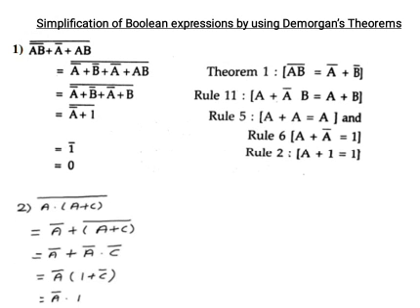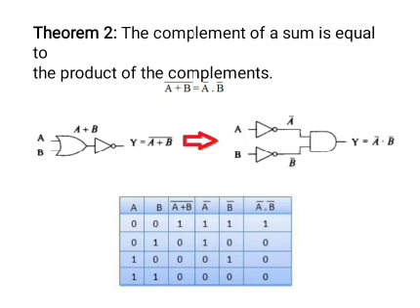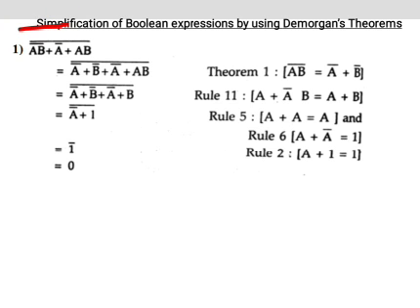Next, for example, simplification of Boolean expression by using De Morgan's theorem. For example first, (AB)' plus A' plus (AB)' equals A' plus B' plus A' plus (AB)'. Here (AB)' equals A' plus B'. So, (AB)' is equal to A' plus B'.